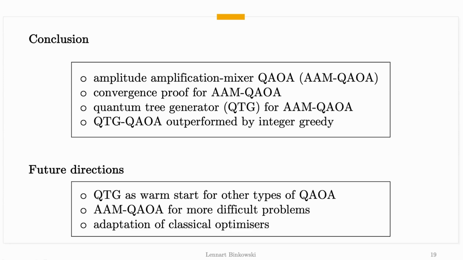In parallel, one could, of course, also work further on the classical optimizers that are being used for obtaining the parameter updates, especially since AAM QAOA gives additional guarantees regarding reachability of the optimum. So one could also try to map those guarantees and promises to a more promising classical optimizer.